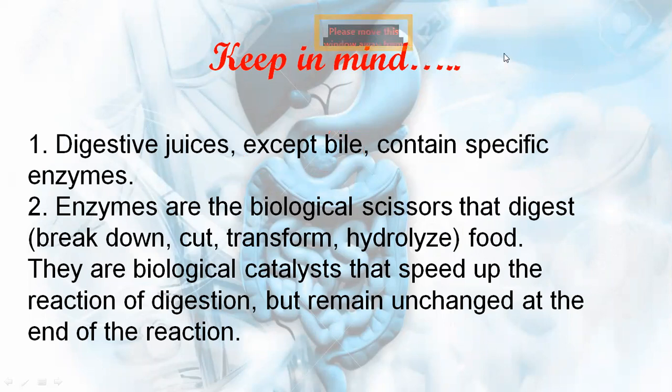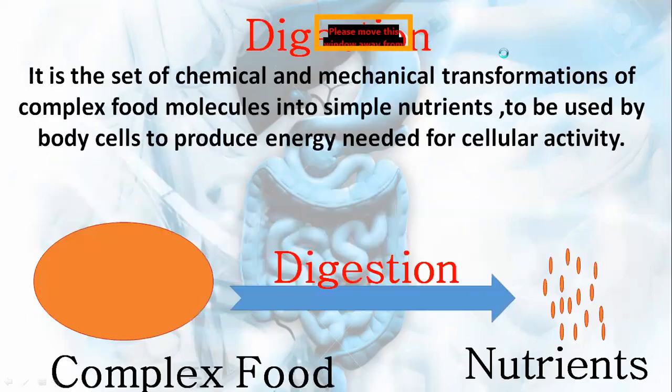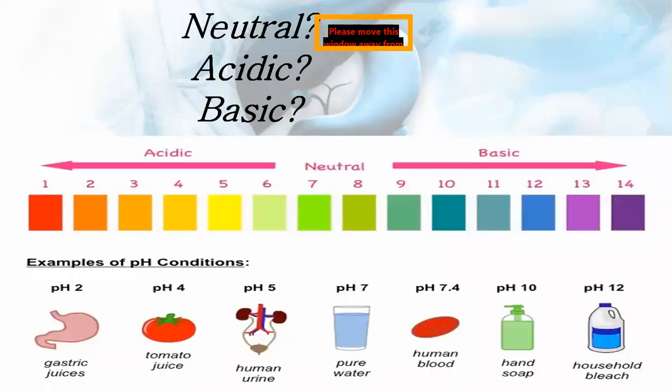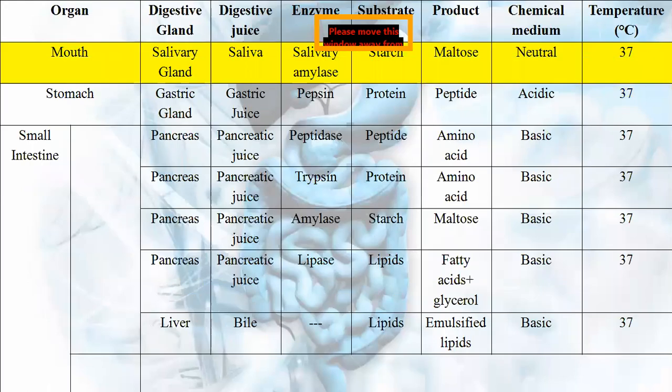So all the digestive juices, like saliva, the gastric juice, the pancreatic juice, and the intestinal juice, all of them contain enzymes, except the bile, which is secreted by the liver. So the bile, which is secreted by the liver, contains no enzyme. So there is no enzyme in the bile.